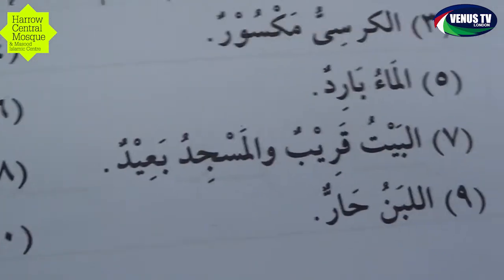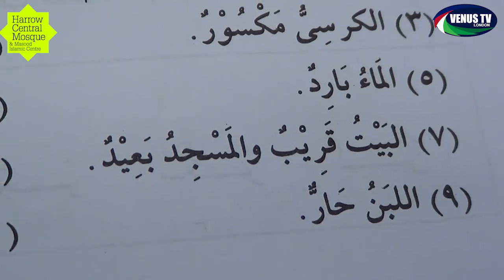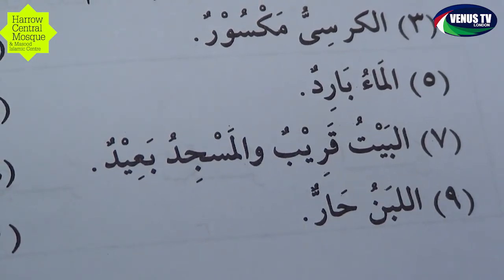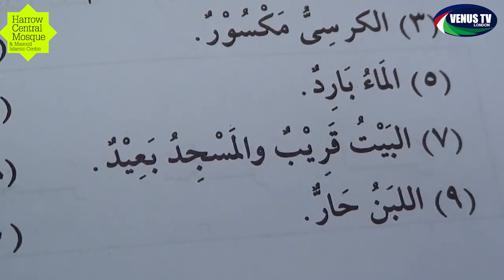Al-Baytu qaribun wal-masjidu baytun. Okay, translate that. Al-Bayt means the house. Okay, so these are two sentences here. Where you have the wa, before that is sentence one, and whatever comes after wa is sentence two. So, show me where your Mubtada and Khabar is there.